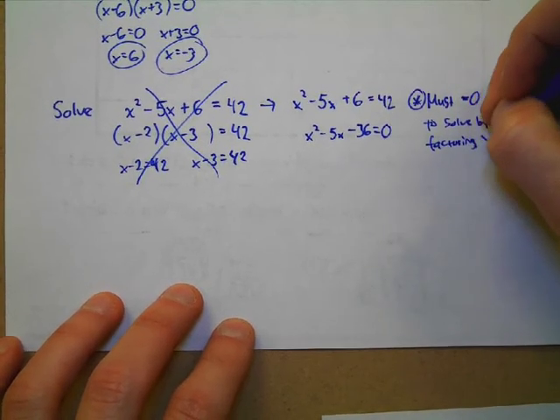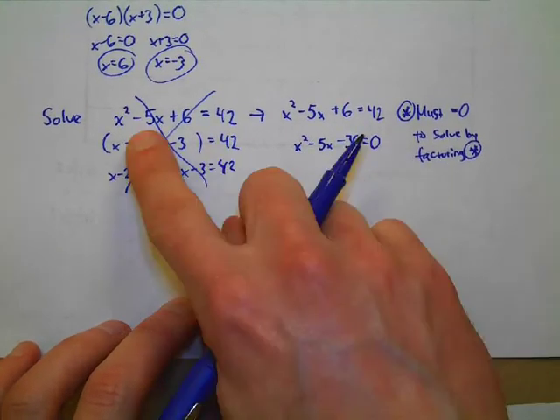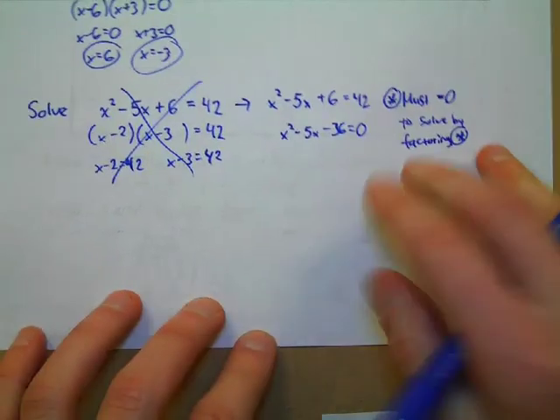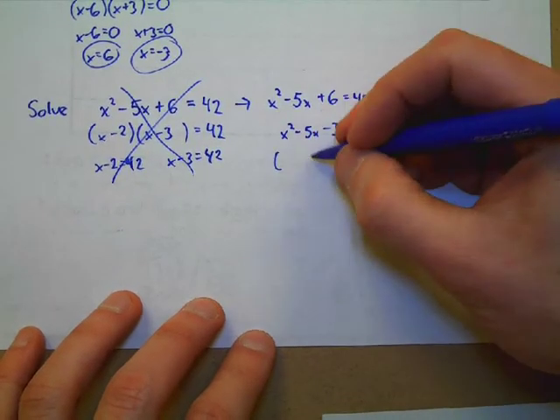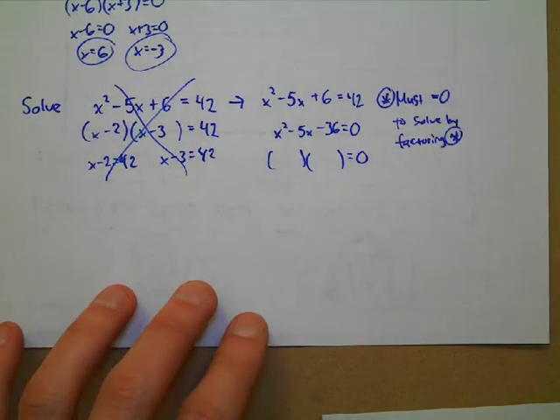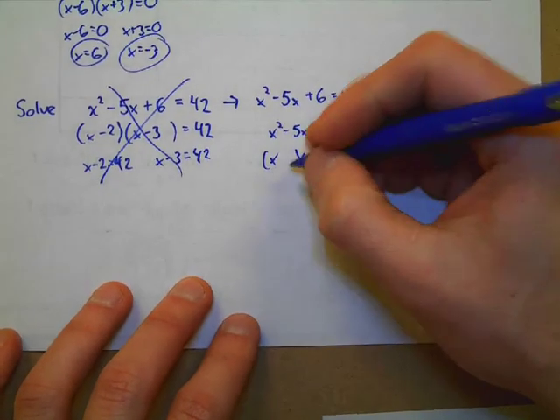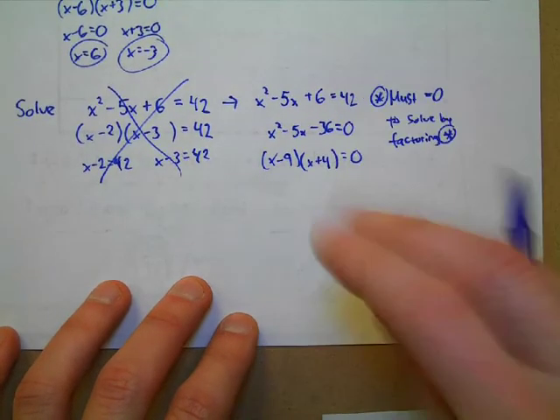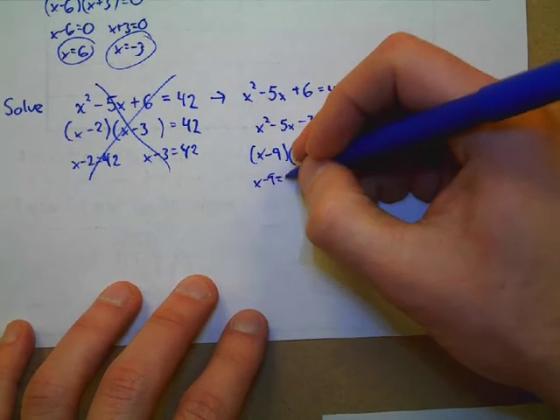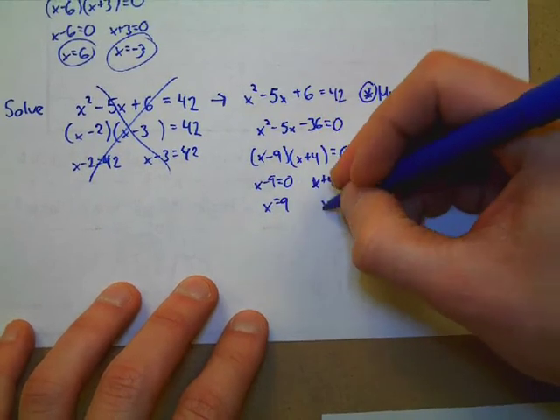Okay. It's a classic student error. And that was even more tricky because it factored. Right? And you're like, oh, that's really nice. No, it must be equal to 0 first. So now we will factor. We need two numbers that multiply to negative 36 and add to make negative 5. Yeah, negative 9, positive 4. Okay? And then when you solve, you have x minus 9 equals 0 and x plus 4 equals 0. So then we get x is 9 and x is negative 4.